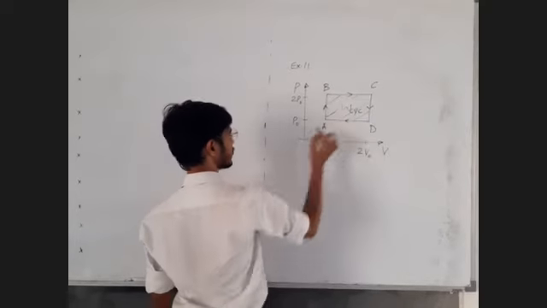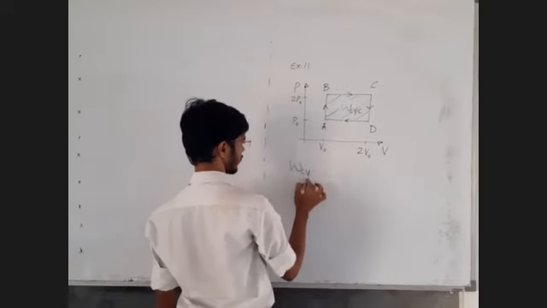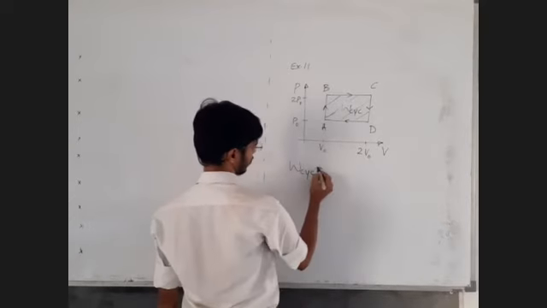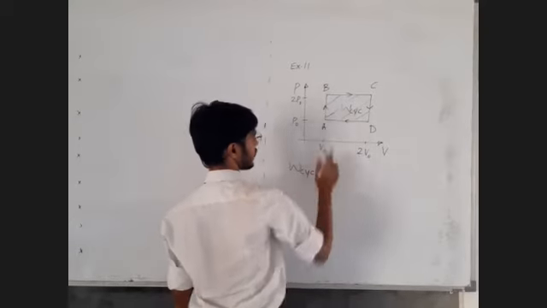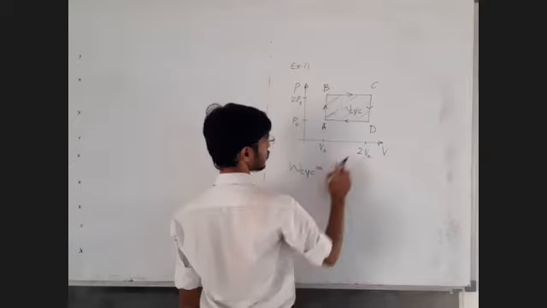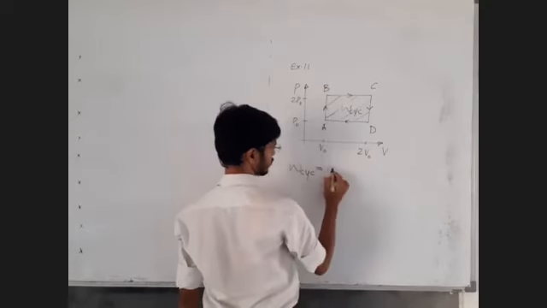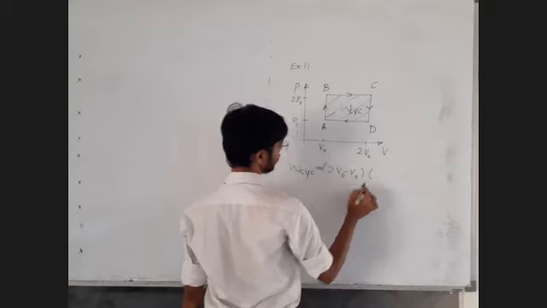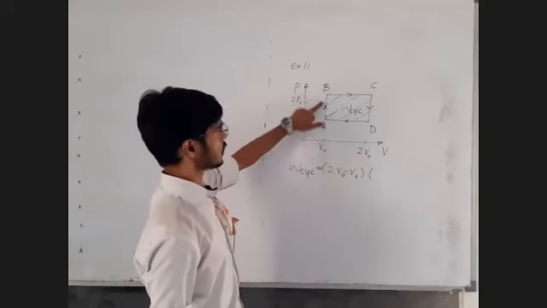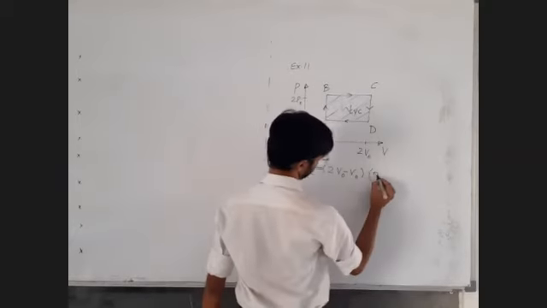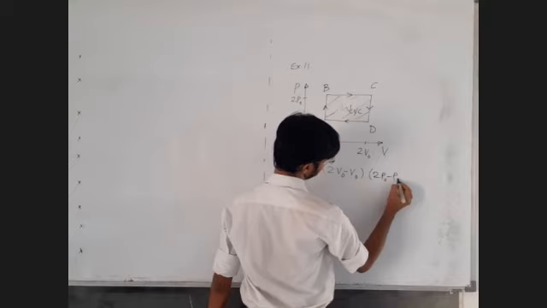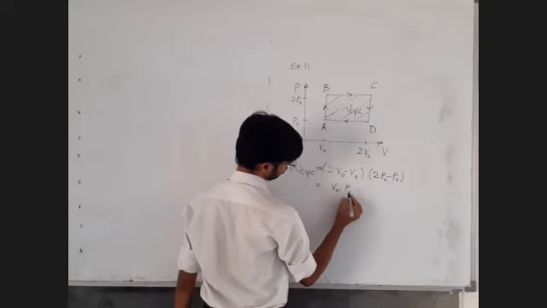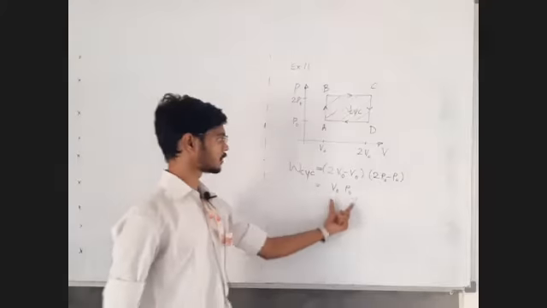So for this rectangle, to find the work done in this cyclic process, we can simply write the area of this rectangle, that is length into width. What is the length? This marking minus this marking. So 2V0 minus V0, length into width. This marking minus this marking, 2P0 minus P0. So that will be equal to V0 into P0.